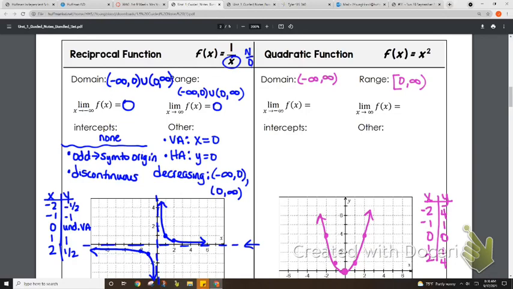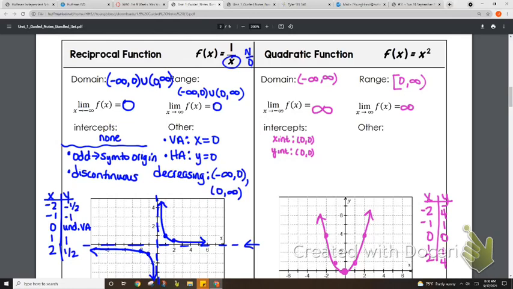All right, the limit as x goes towards negative infinity. As our graph is going to the left, we can see that the y values are going up. So it's going to go up to positive infinity. The limit as x goes towards positive infinity. As we go to the right, we can see our y values are still going up. So therefore, f of x will equal positive infinity. Our intercepts, we have an x and y intercept, both of them at 0, 0.